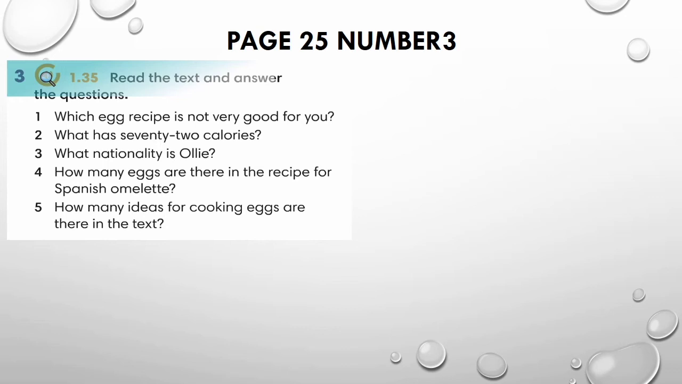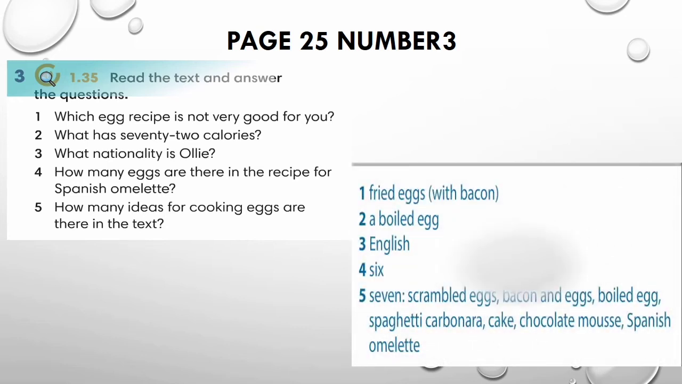I will give you the key answer here. Number 1, fried eggs with bacon. Number 2, a boiled egg. Number 3, English. Number 4, 6. And then number 5, 7: scrambled eggs, bacon and eggs, boiled egg, spaghetti carbonara, cake, chocolate mousse, Spanish omelette. Okay, those are the answers, and you can copy these answers into your book.